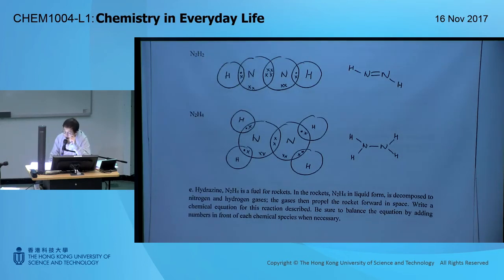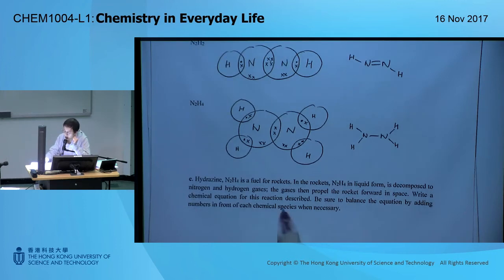The question then says hydrazine is a fuel for rockets. In the rockets, we use hydrazine in the liquid form, and this is decomposed to form nitrogen and hydrogen gases. And these gases then propel the rocket forward in space. So you have to remember that in space there's no oxygen, so you cannot have a fuel and expect the fuel to burn by itself. So this is why hydrazine is useful, because it is a liquid and it decomposes to form gases. So you can push the rocket forward by having a propelling gas behind.